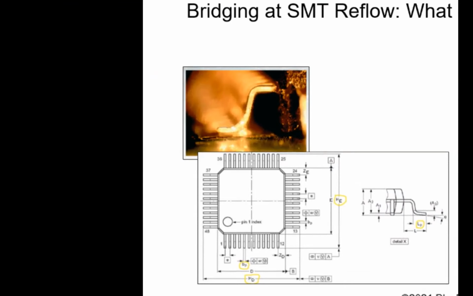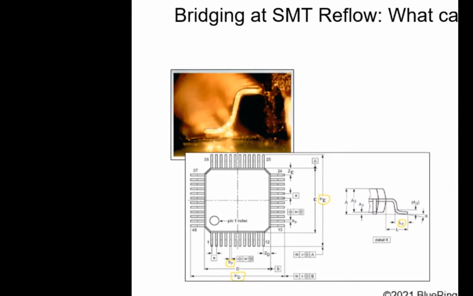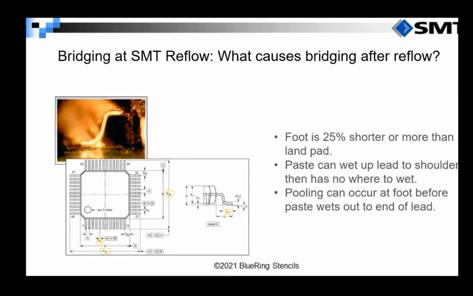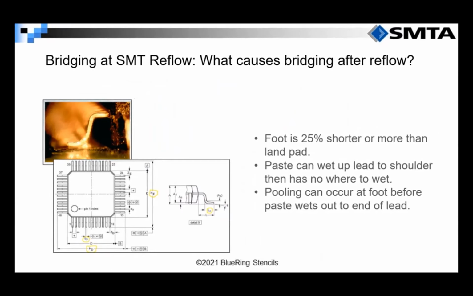Once the liquid solder gets to the shoulder, there's nowhere else for it to go, so it starts pooling at the foot of that lead. And when this occurs on two adjoining leads, then those pools can touch and create shorts. So we typically see this happening when the foot is 25% shorter or more than the copper land pad.